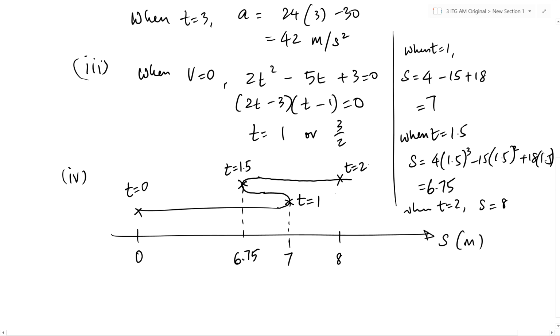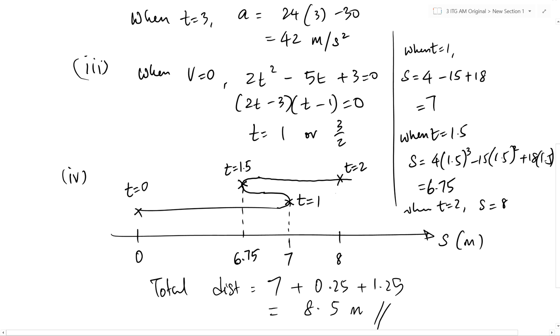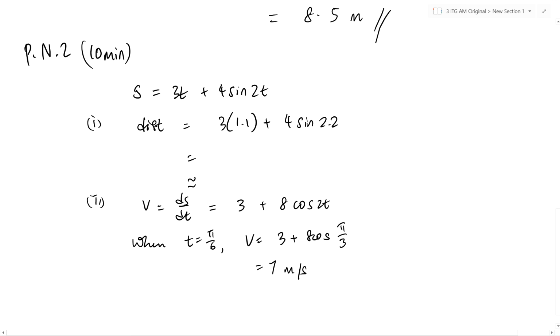Now based on this, can you now find the total distance? This is 7 plus, how much is this? 0.25 plus, how much is this? 1.25. So total distance is 7 plus 0.25 plus 1.25, and we get 8.5 meters. Are the answers the steps for part 1 and part 2? Generally, I don't think you guys have problem. Just that you all seem to have some inertia about differentiating your trigo again.